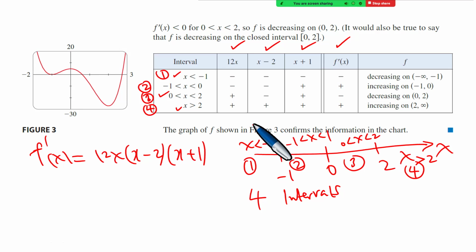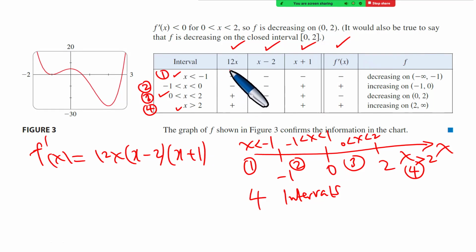Now, with these intervals, we've taken them from the number line, and then we put the factors: 12x, x minus 2, x plus 1, f prime, and then we write the conclusion there. The graph of f is shown in figure 3 and confirms the information in the chart. Let us first go through the information in the chart.